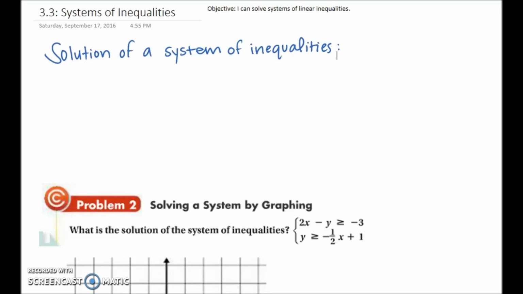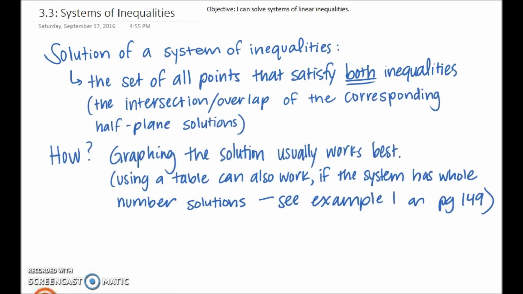Today we're going to be learning about systems of inequalities and our goal is that we can solve them. So let's first talk about what a solution is of a system of inequalities. The solution of a system of inequalities is the set of all points that satisfy both inequalities. And this can be found on the graph in the intersection or the overlap of the corresponding half-plane solutions. So wherever you see the two graphs overlap, that is the solution of the system of inequalities.